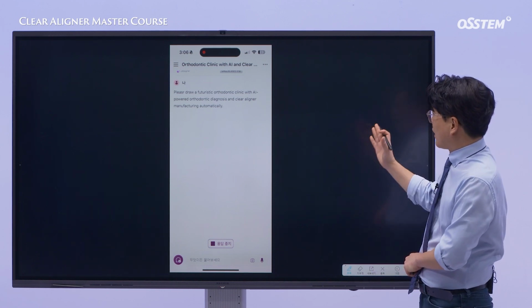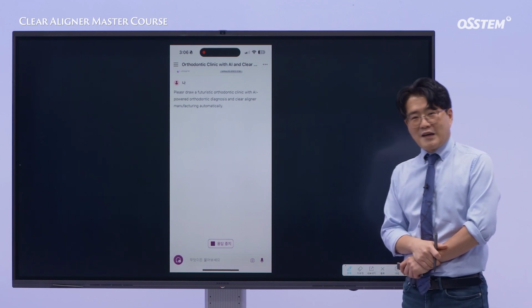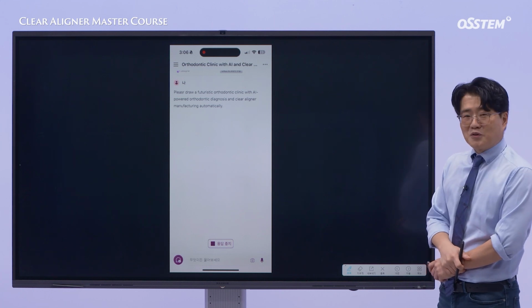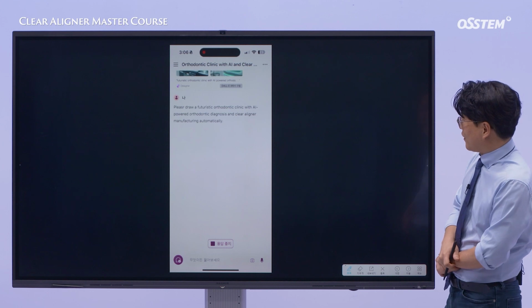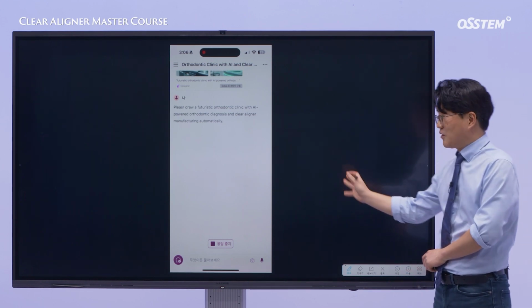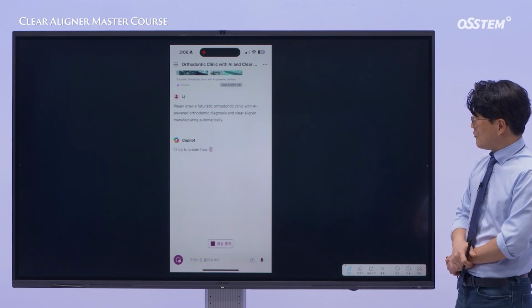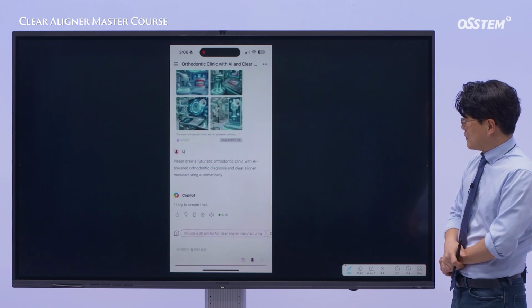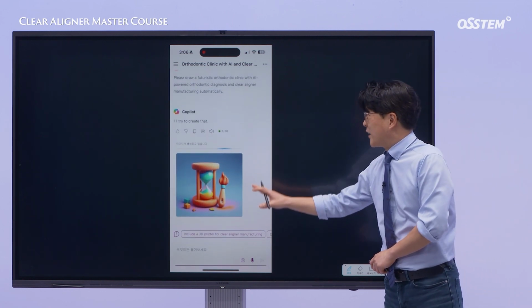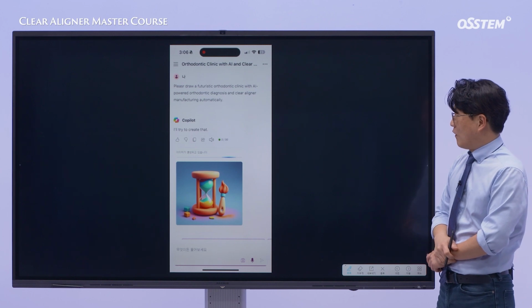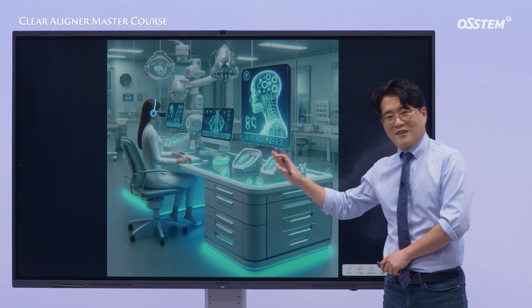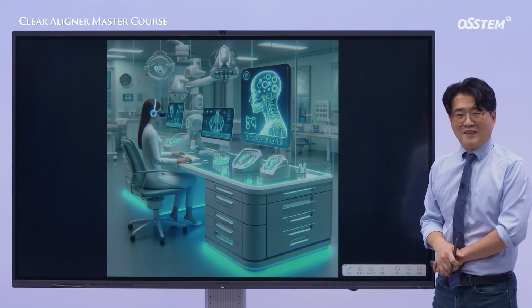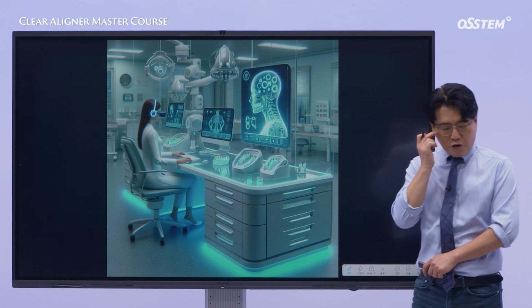I asked an AI what the future of orthodontics will look like. Then it showed me 4 pictures. I picked one of them. What do you think about this? Does it look plausible, or is it too far-fetched?